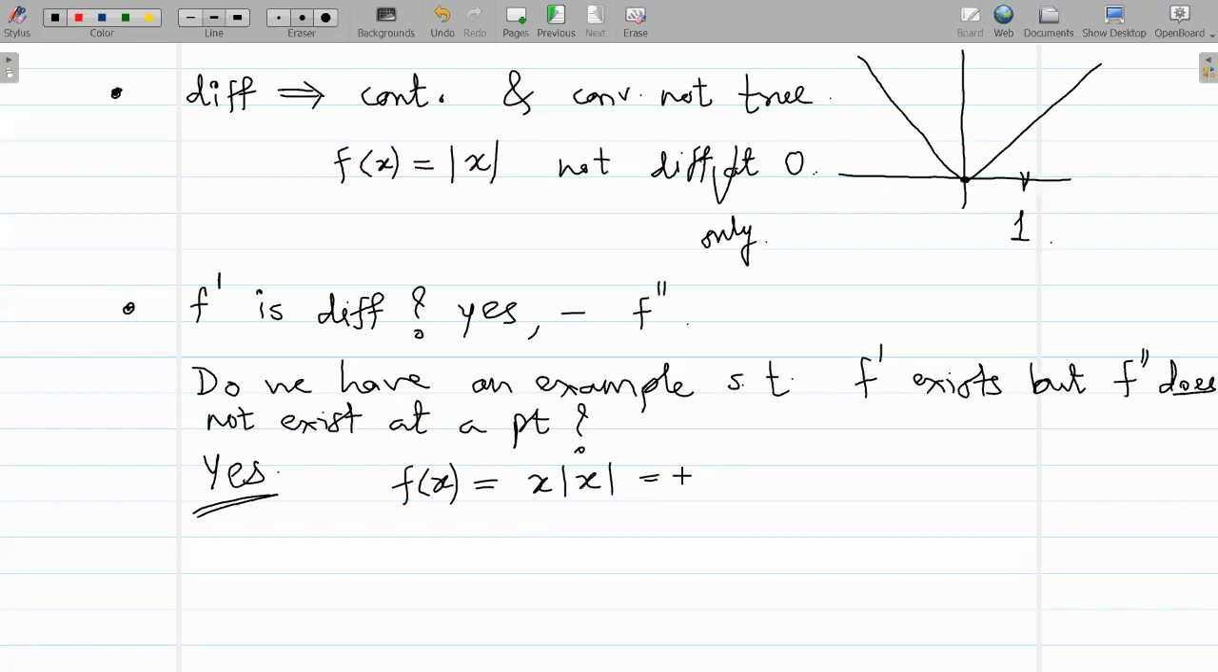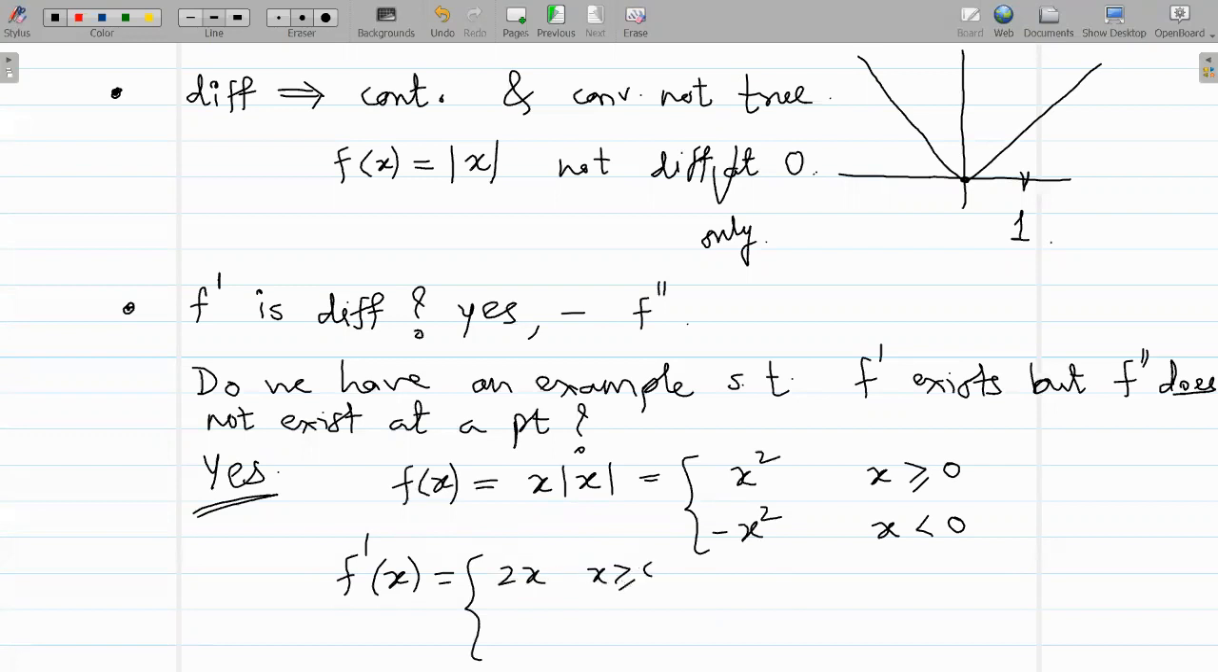So what is this? This function is going to be simply x square for x bigger or equal to 0, and minus x square for x negative. Do you understand how this came? Yes, I'm just using the definition of mod. Now if you calculate the derivative, that is f dash at every point, it will turn out to be 2x for x bigger or equal to 0 and minus 2x for x less than 0. And now you can see that this is the same as 2 times mod x.